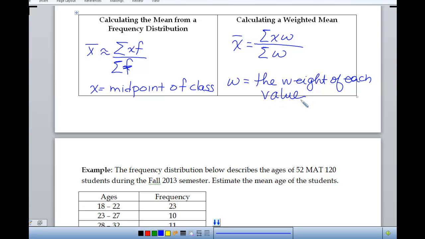And x would be the values. So when we have a weighted mean, why do we even use a weighted mean? We've got some values whose importance is different, okay? Or their weights in general are different. For instance, letter grades, or your average at the end of the semester. When you get your report card, you calculate your GPA. That's a weighted mean, right? It's based on what?